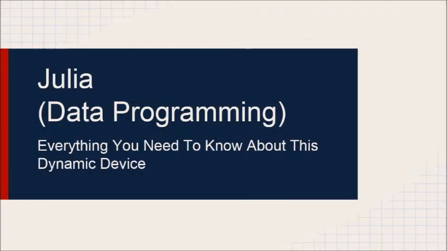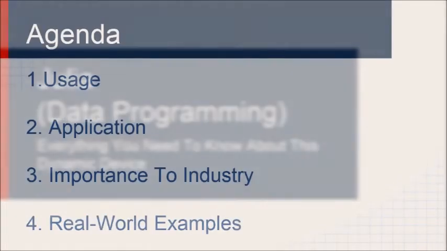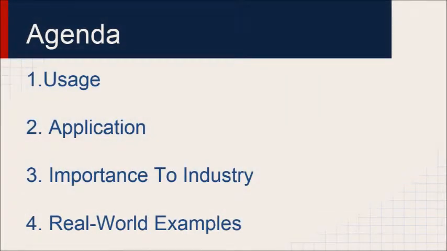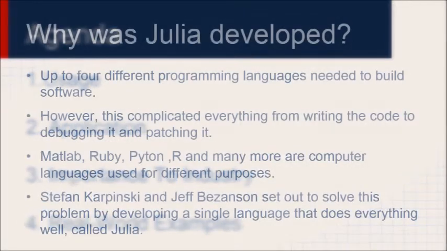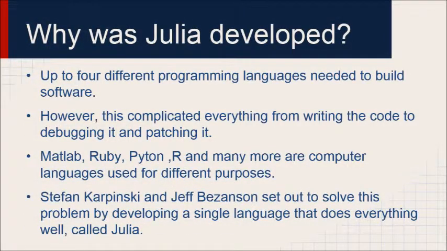Julia is a high-level data programming language. Introduced in 2012, it not only provides but also compiles many sophisticated tools for programmers when creating content. The following are the four main topics which we will focus on during this video. Let's begin with its usage.